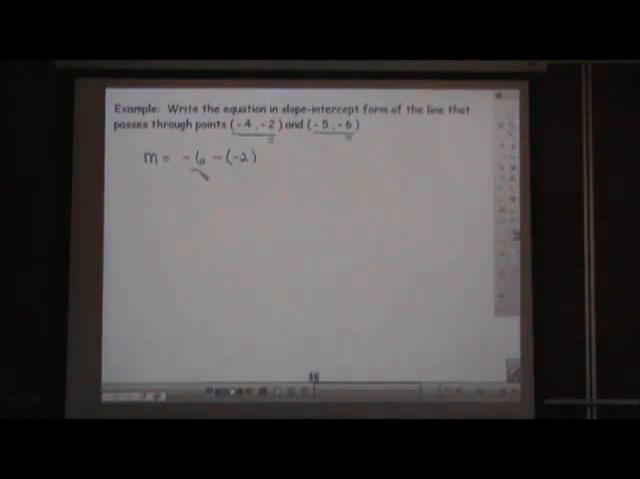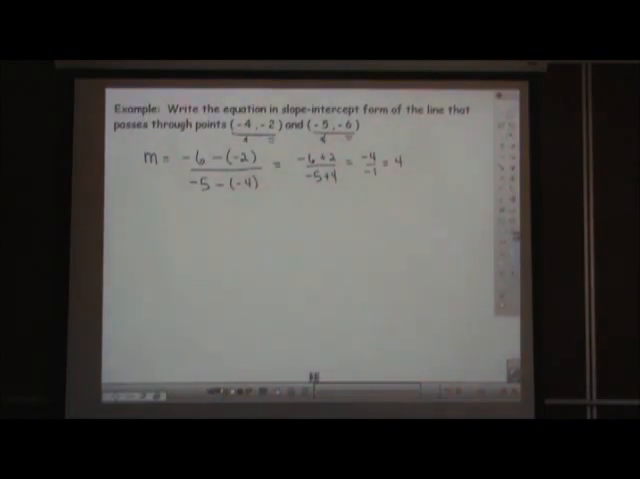I know it's written first. Now, when I do the x's on the bottom, I have to start with the -5 and then subtract this first x, which is -4. So again, I'll get a double negative there. So this is -6 plus 2 over -5 plus 4. That will give us -4 over -1, which is +4. So there's our slope, there's our m.